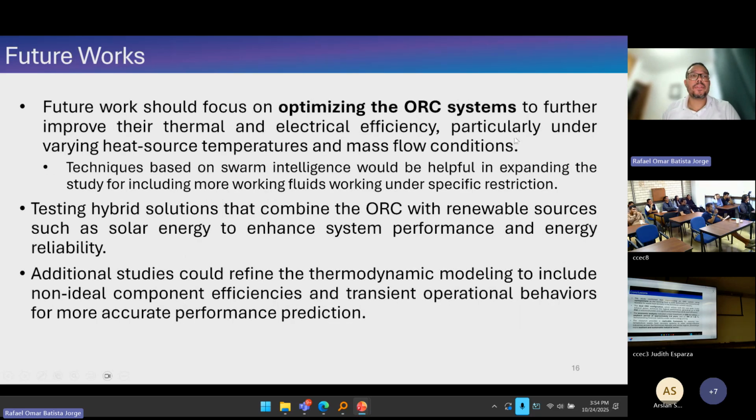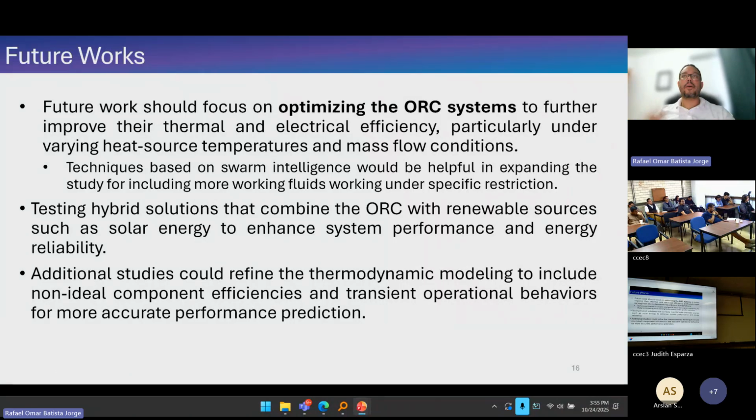So in future work, we are going to look at how we can optimize the ORC system even more. Maybe we can use some sort of intelligent algorithms in order to automatically explore other kinds of fluids and in which conditions, for example, changing pressures, and also considering supercritical conditions and things like that, in order to improve the performance. Testing hybrid solutions that combine the ORC with renewable sources is another point that we can explore. And also, we can refine the thermodynamic modeling to include non-ideal components, efficiencies, and varying operational behaviors.